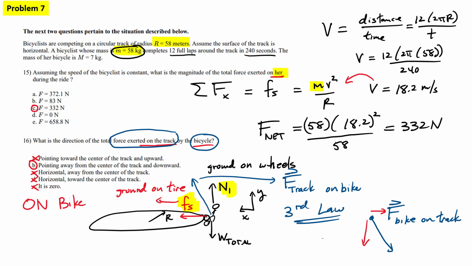So this one is quite a tricky problem just because of the wording. Be a little bit careful with the wording sometimes. Which force are they looking at? Certainly the force on the bicycle has to have a component toward the center of the circle, but the force on the track has to be opposite of that. All right, I hope you enjoyed this problem set, and I hope you are a little bit better at solving circular motion problems. We'll see you next time.